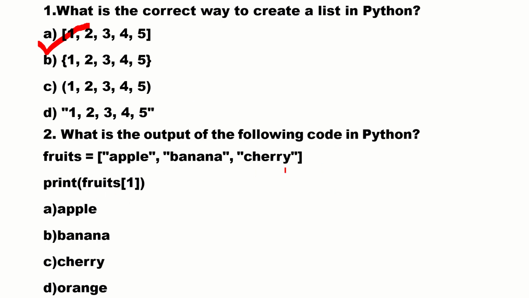Okay. Next question, what is the output of the following code in Python? See here one list is given, and the list name is fruits, and apple, banana, cherry are the elements in it, and they are asking you to find the fruits of index 1. So which is in index 1?